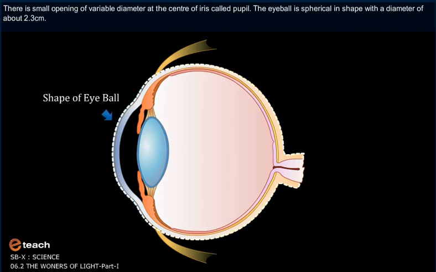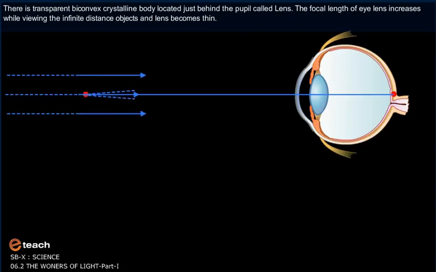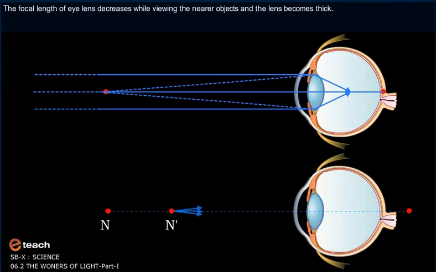The eyeball is spherical in shape with the diameter of about 2.3 cm. There is a transparent biconvex crystalline body located just behind the pupil called lens. The focal length of eye lens increases while viewing the infinite distance objects and lens becomes thin. The focal length of the eye lens decreases while viewing the nearer objects and the lens becomes thick.